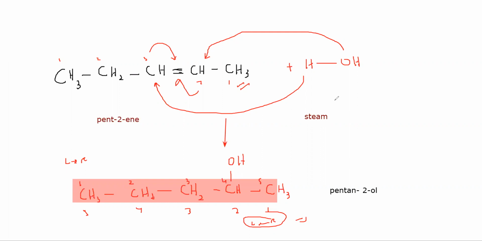If you write pentanol, you will not get the marks. There can be 2 answers. It can form pentane 2-ol or it can form pentane 3-ol. Can we attach the hydroxide ion to the first carbon atom? No, because the double bond is between the second and the third. So only 2 possibilities are there: OH can be on the second or on the third, not on the first carbon.